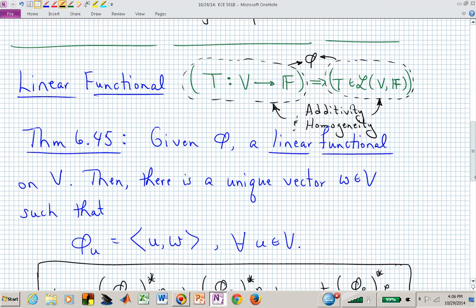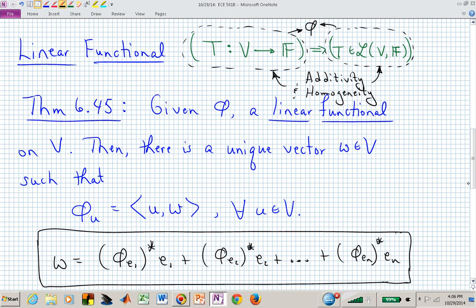Here's the linear functional recap. A linear functional, again, is just a linear map. It's just that now we are focusing that codomain, or the result of that linear map, into the scalars.